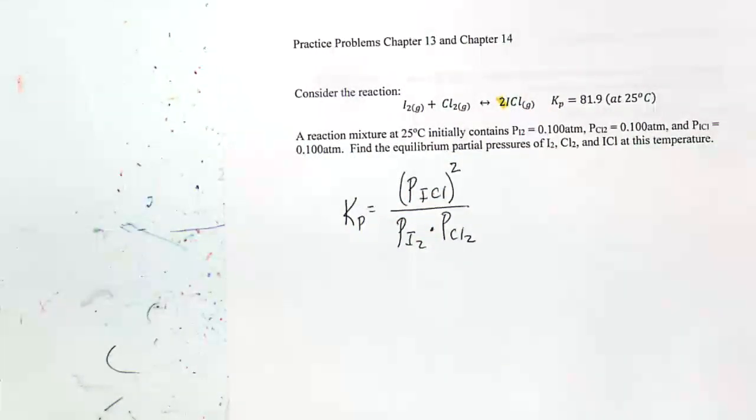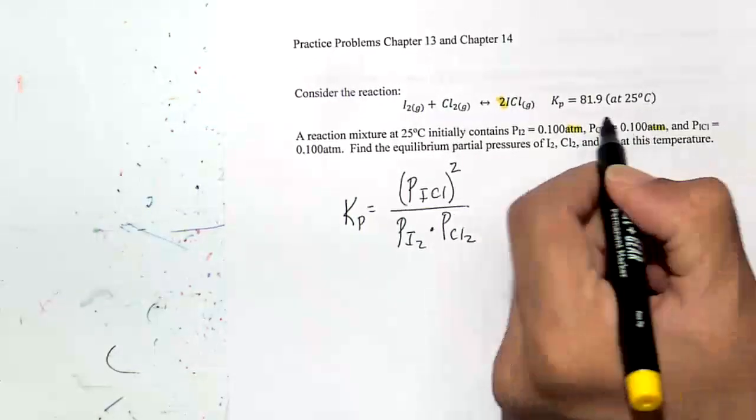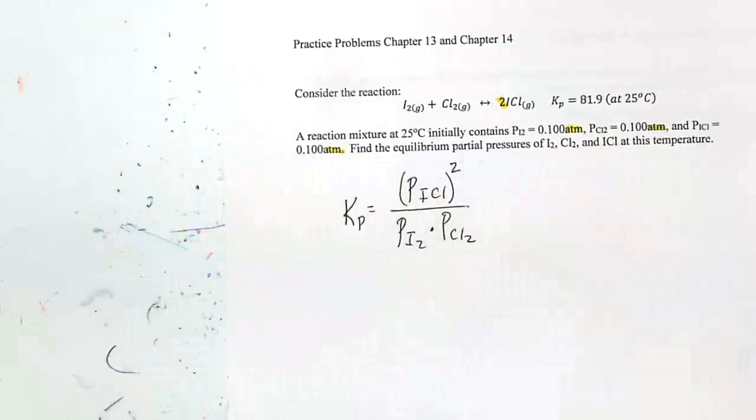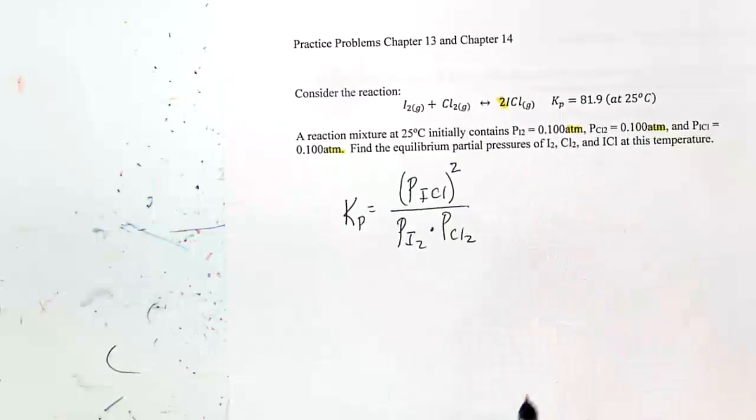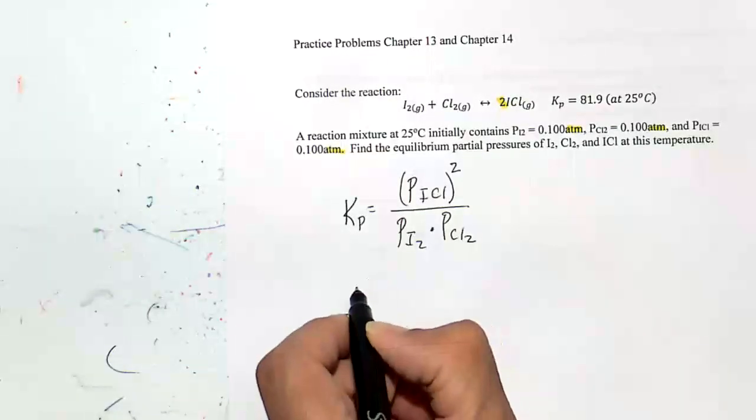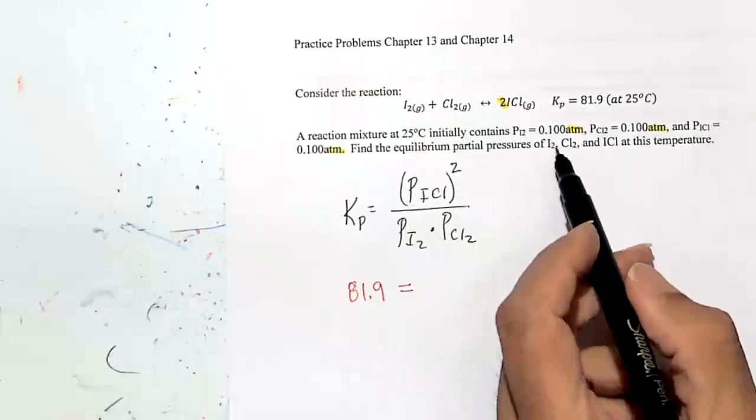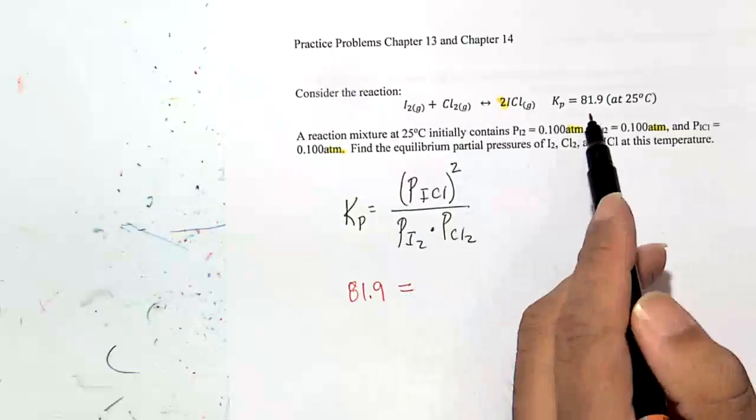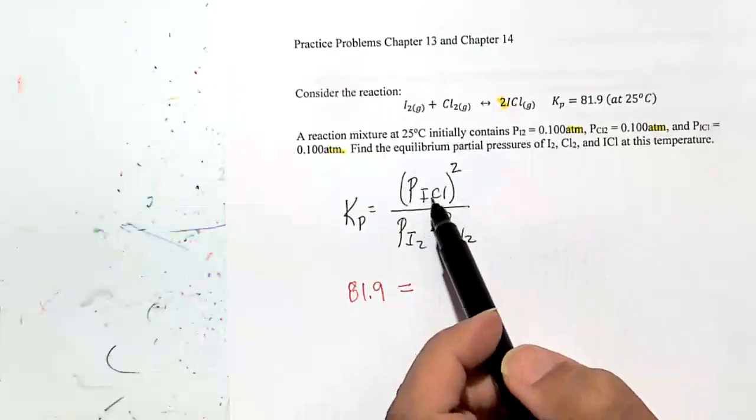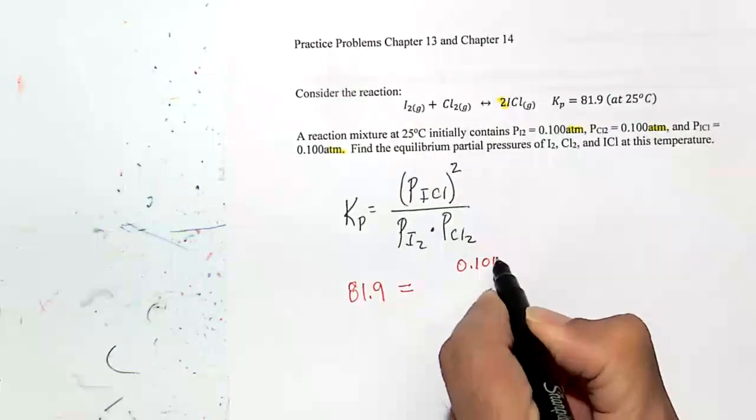And the P stands for pressure. Why did I say pressure? Because they're giving it in atmospheres. If they gave it to us in moles over liter, then you put concentrations, but they're giving it to us in pressures. And this has to equal 81.9. They give us these pressures, so let's plug them in here and see if they equal 81.9. So ICl is 0.10, we have to square it.